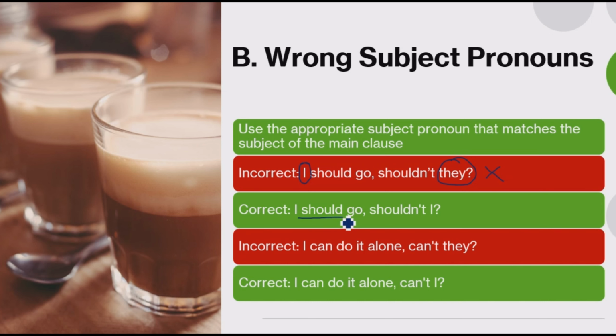Then the second example is I can do it alone, can they? Again, similarly here is I, then this is a plural, you can't do that. So it's I can do it alone, can't I? Or I can't do it alone, can I? You get it? I can't do it alone is now negative, then the question tag should be positive, can I?